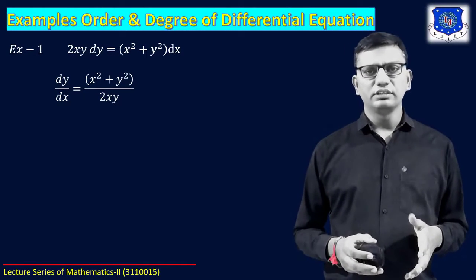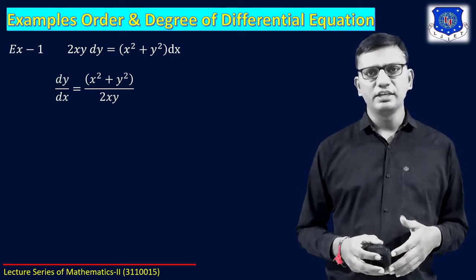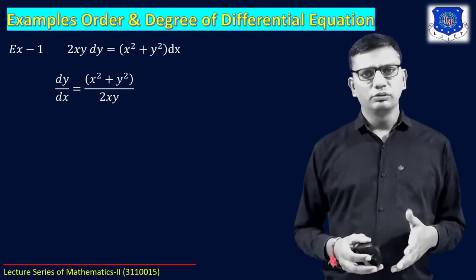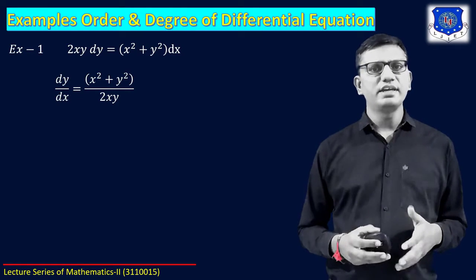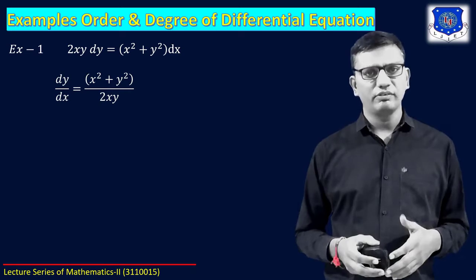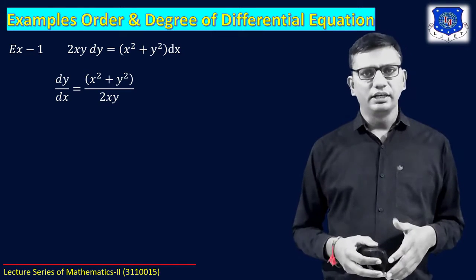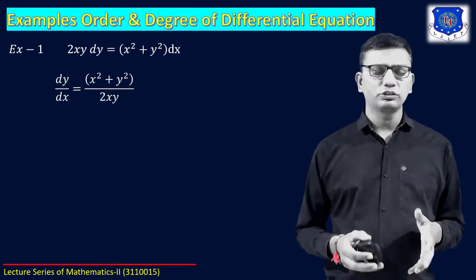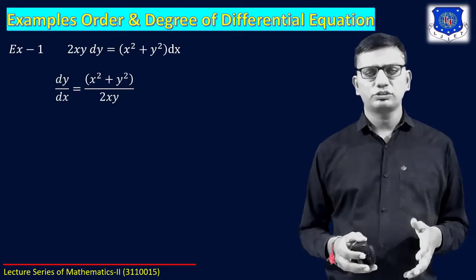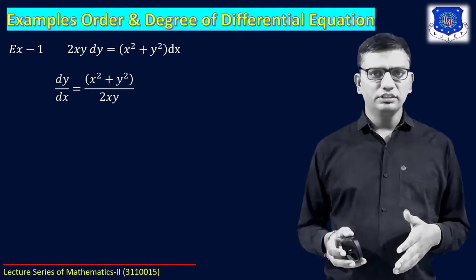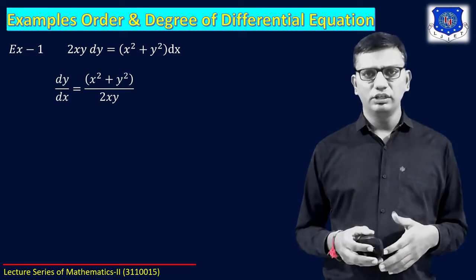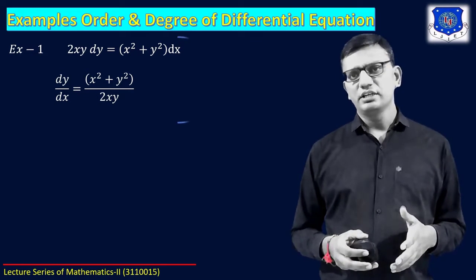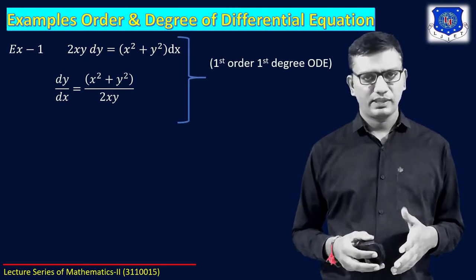2xy dy equal to x square plus y square dx be a differential equation which involves the derivatives. So it can be written as dy by dx equal to x square plus y square upon 2xy. Here on the left hand side we have only one type of derivative which is dy by dx. It is the first order derivative, so this is the first order differential equation, and the power of this derivative is 1, so it is first order, first degree, ordinary differential equation.